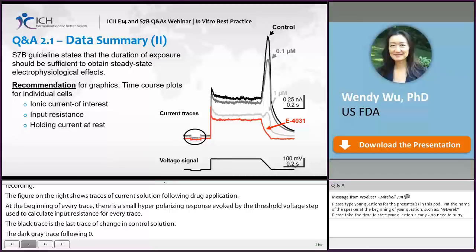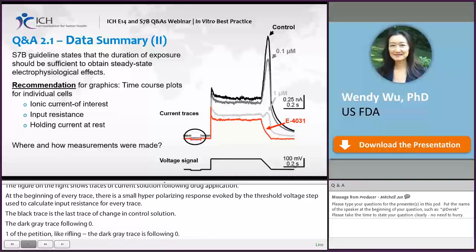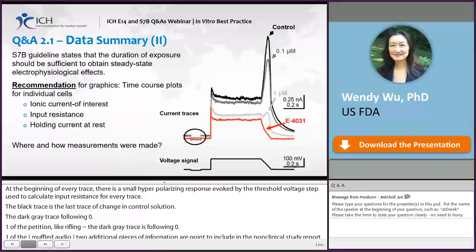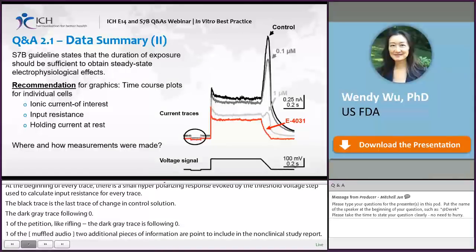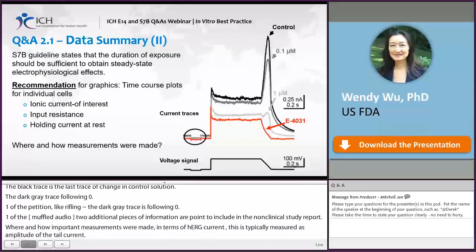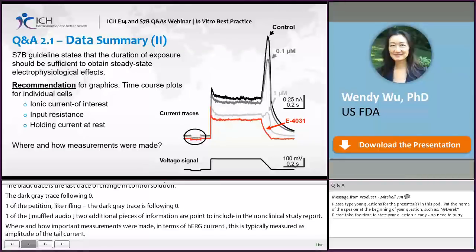Two additional pieces of information are important to include in the non-clinical study report: where and how important measurements were made. Now, in terms of hERG current, this is typically measured as the amplitude of the tail current. Is this amplitude the absolute amplitude, the absolute peak? Or is it the average value for a current region defined by a pair of cursors?